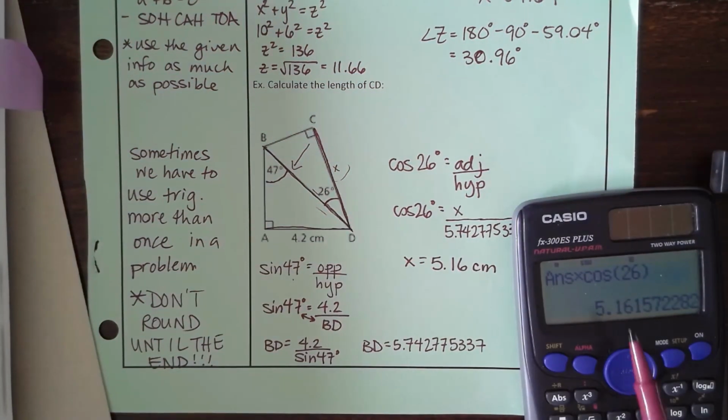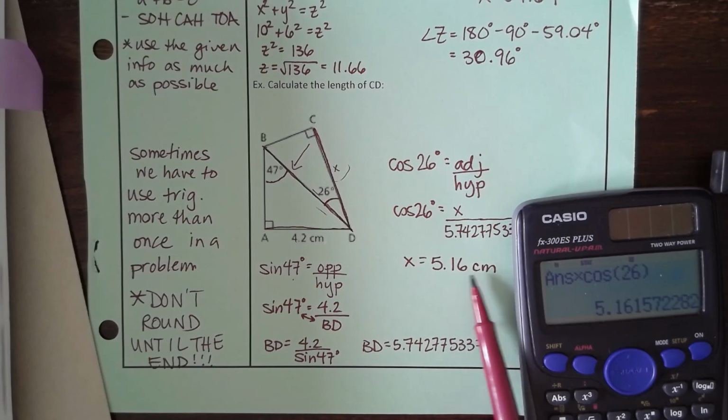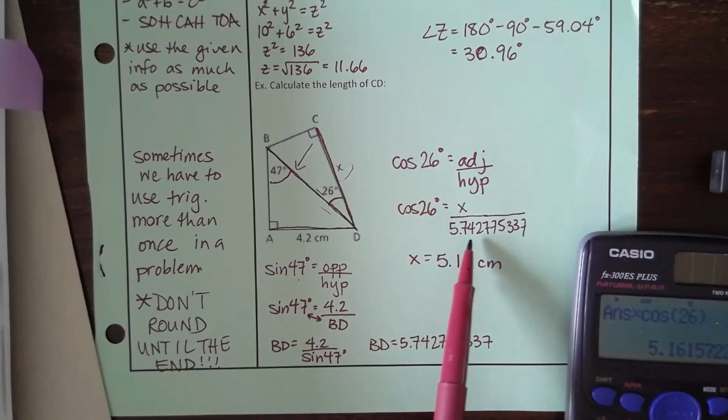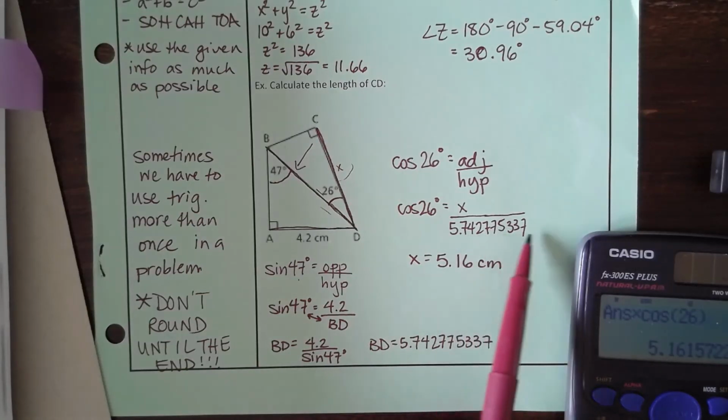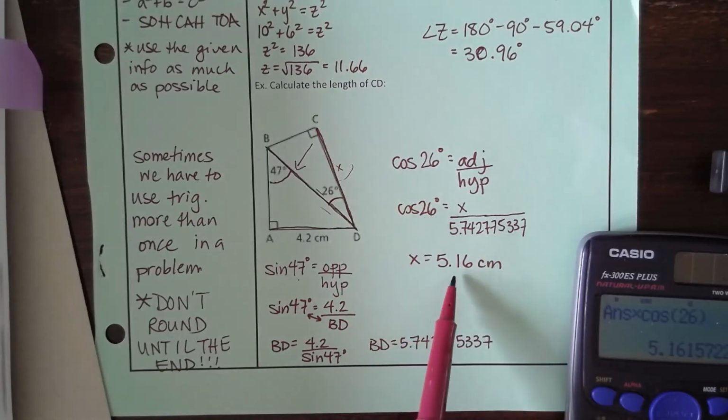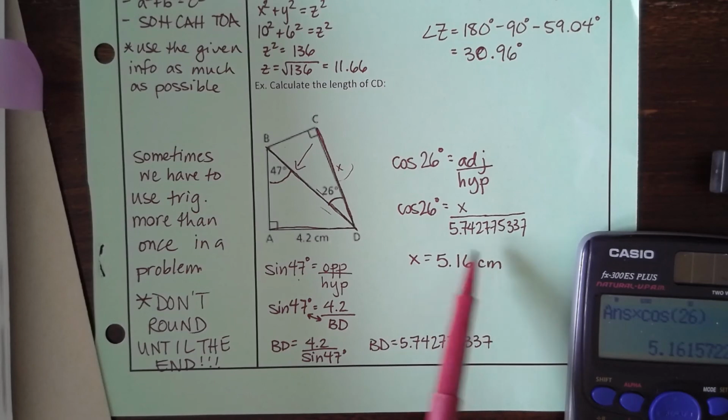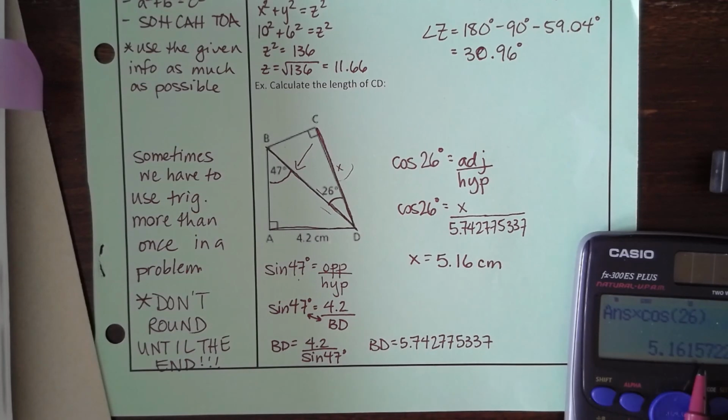Okay, you can put all of the decimal places in your final answer, but you want to have at least 2. Okay, we want to be really careful because if we didn't have this big long number here, when we multiply it by cos 26, we would get something different here, and it might round differently. So you would get a rounding error if you had anything other than 5.16. Okay, so just be careful of that.